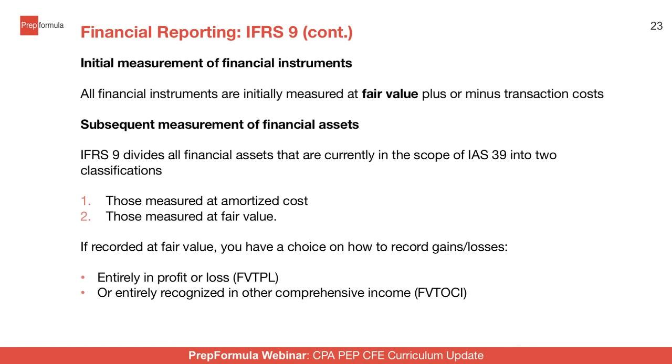Any subsequent measurement, once you're holding this financial asset: IFRS 9 divides all financial assets that are currently in the scope of IAS 39 into two classifications. One amortized at cost and those measured at fair value. If you record at fair value, you have a choice, and by the way, this is something that's new. You have a choice to either record entirely in your profit or loss, or record in other comprehensive income. If you look at the standard in the handbook, you'll see these extremely long, confusing acronyms: FVTPL. It took me a while. FVTOCI. I was looking at this and thinking, why in the world would you use an acronym? The concept of an acronym means that it's short by definition. This is not a short acronym.